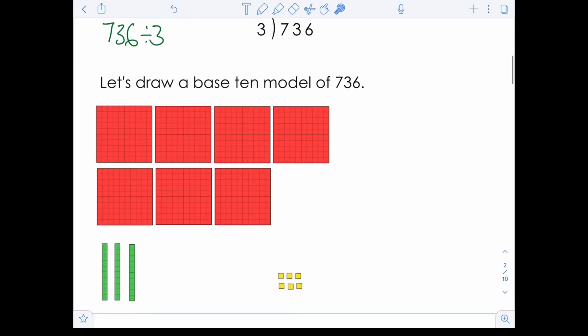So here is a base 10 model of 736. We've got the red flats that represent 700. Here we have 3 rods that represent 30 and 6 ones that represent 6.